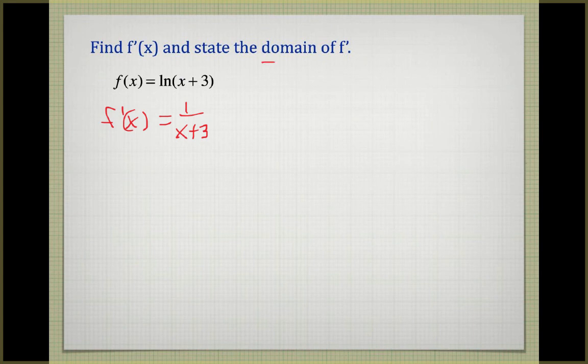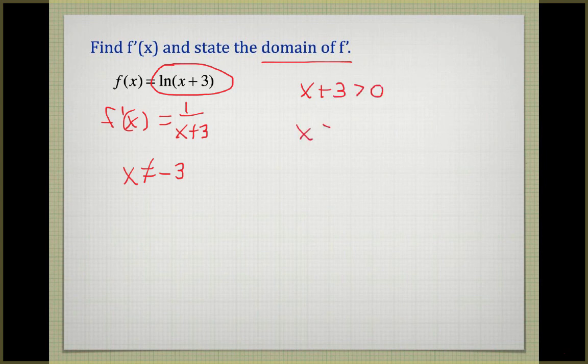And it says to state the domain. Well, in this one, if you look at just the f prime of x is 1 over x plus 3, the one thing we can't have in here is x cannot be negative 3 because we can't divide by 0. But when we're doing these with derivatives, we also need to look at where we start. And we started with ln of x plus 3. With the ln function, we cannot take the ln of 0 or negative numbers. So our x plus 3 has to be greater than 0. So x has to be greater than negative 3. This is my domain.